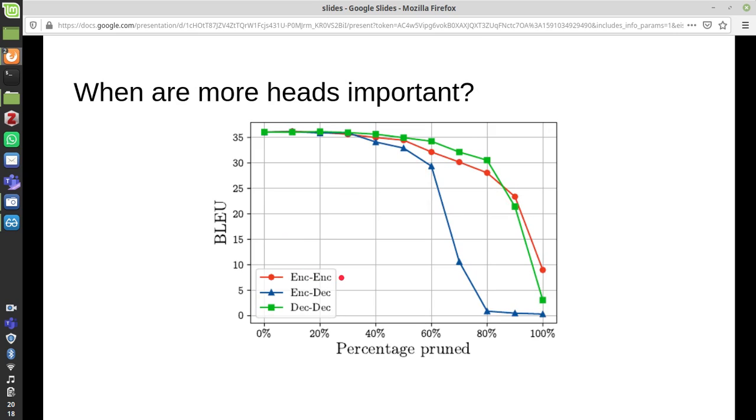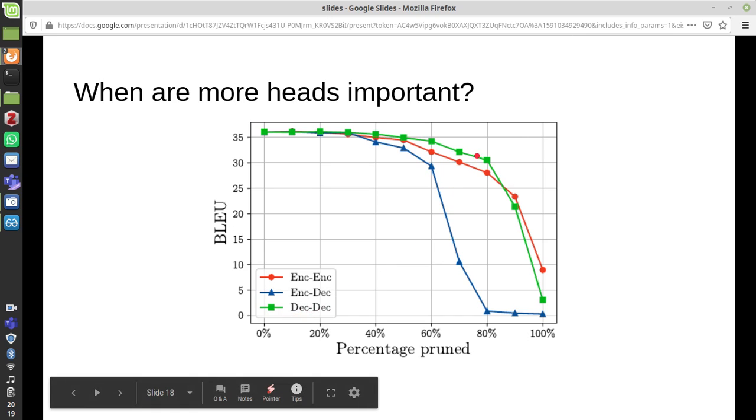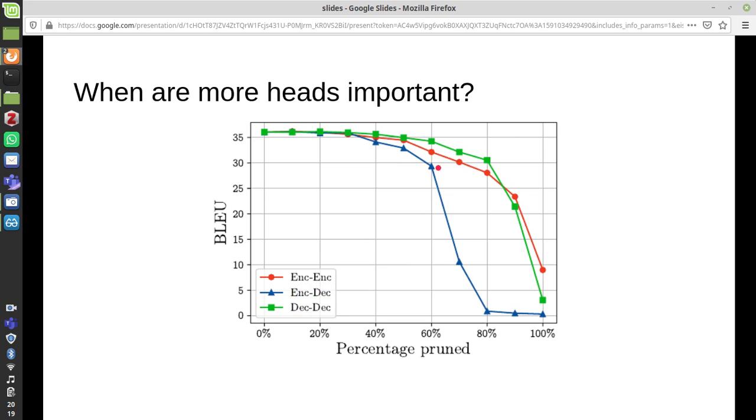Turns out that the encoder and the decoder parts of the transformer are not that sensitive to pruning, but the encoder-decoder part that connects the two stacks is actually very sensitive to shutting down of its heads. And we can see that if we start pruning from there, the performance decays rapidly.